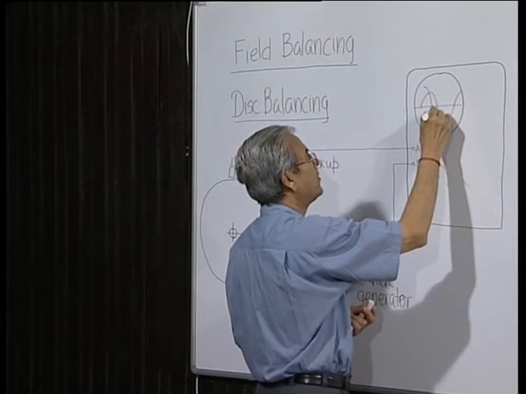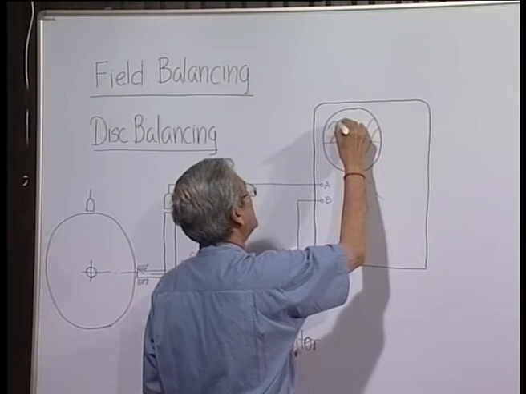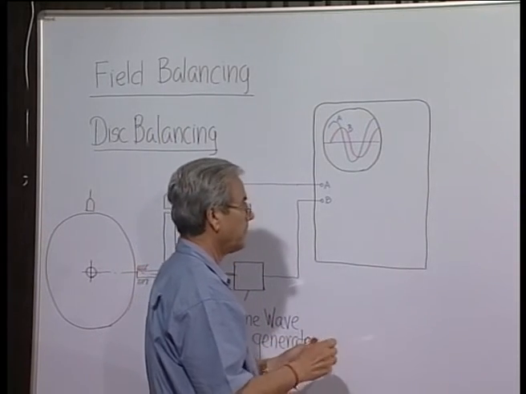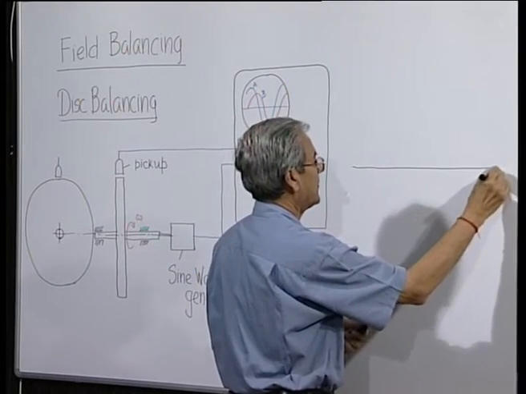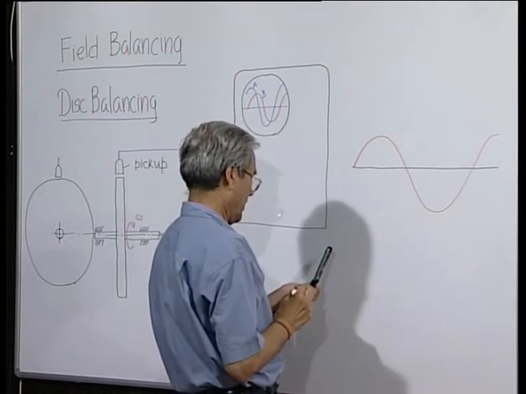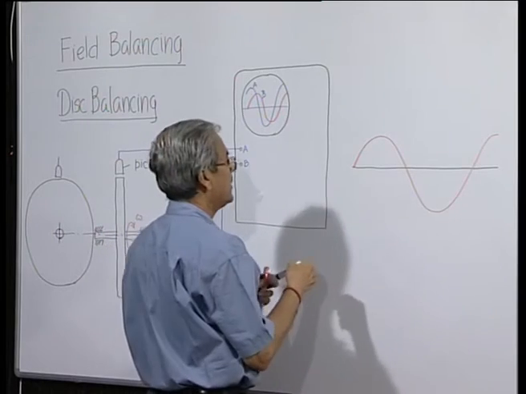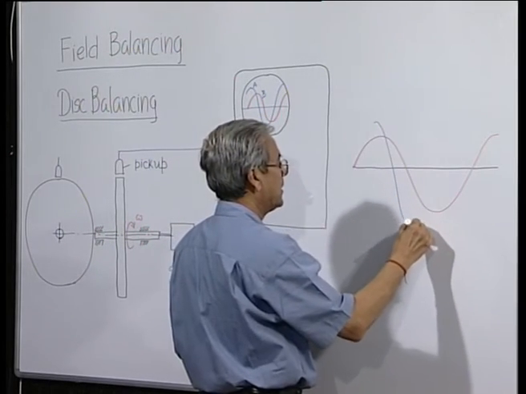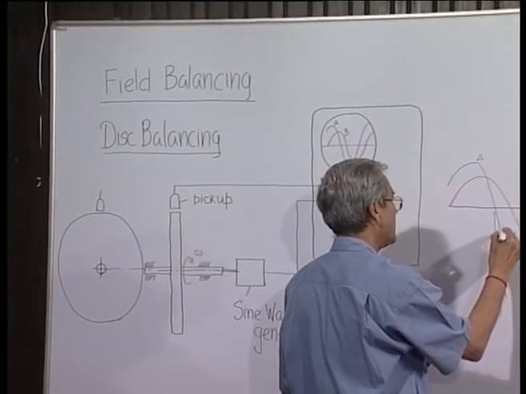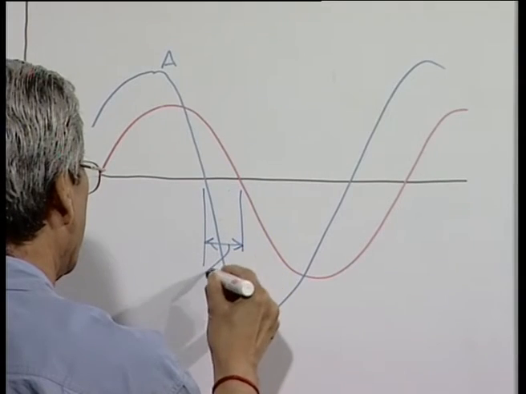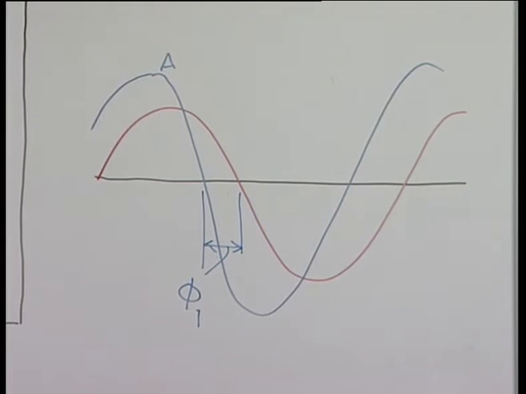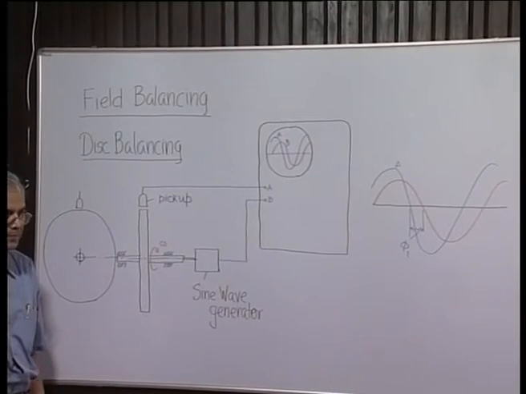So, what will happen? This will be pickup A and this will be pickup B. I will draw it in a slightly bigger way. So, this is the sine wave generator, and the signal which we are getting from the vibration pickup is given by this, and so on. So, this is nothing but the angle by which the vibration signal is leading the sine wave generator.